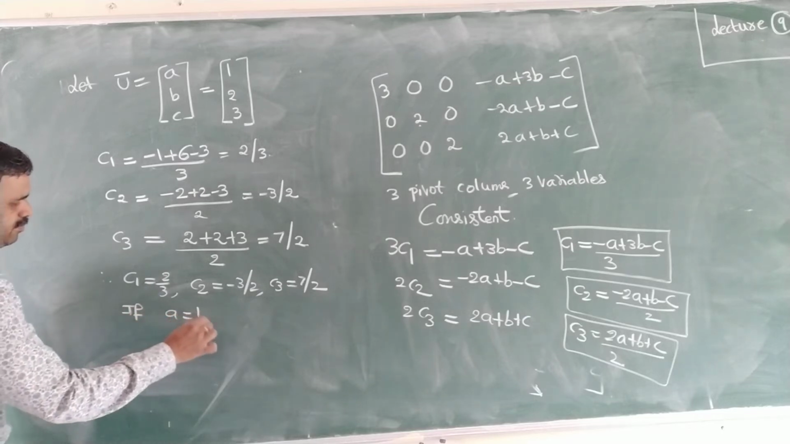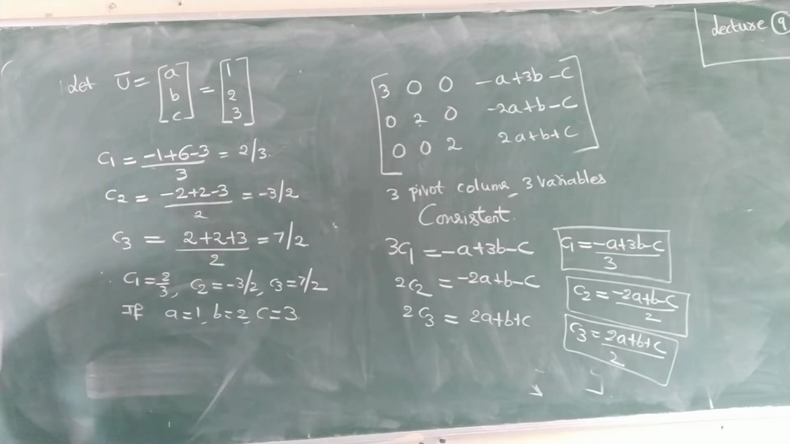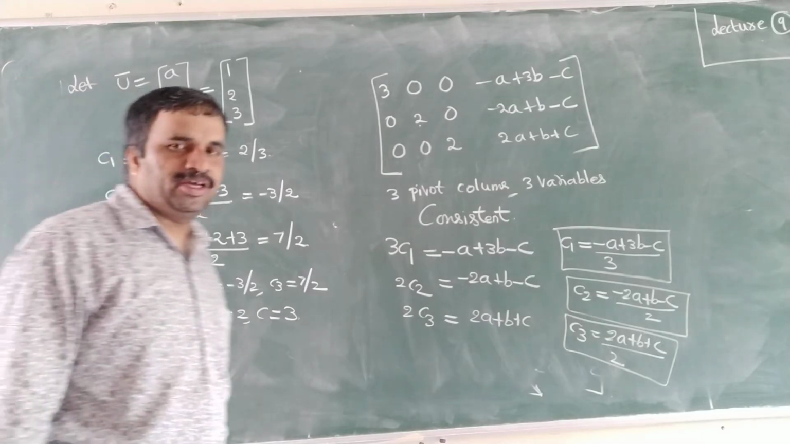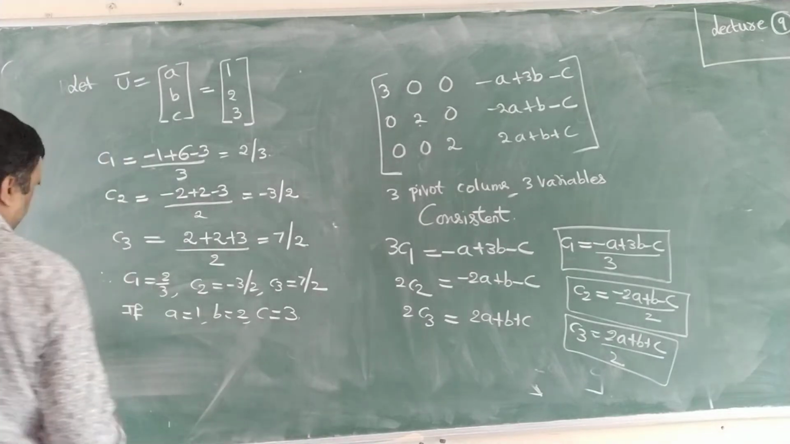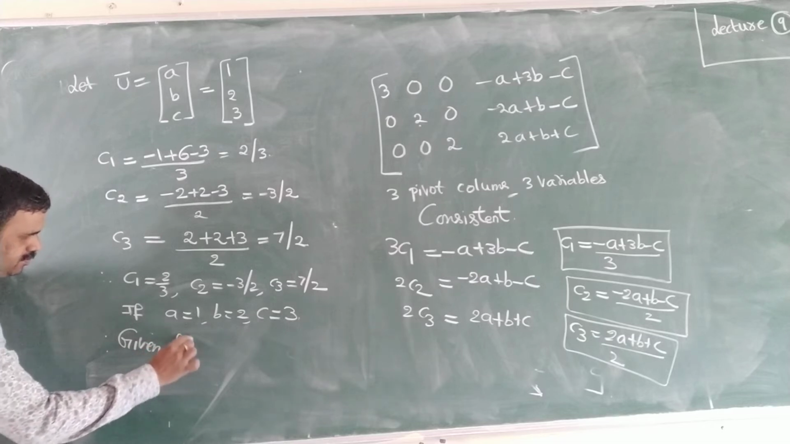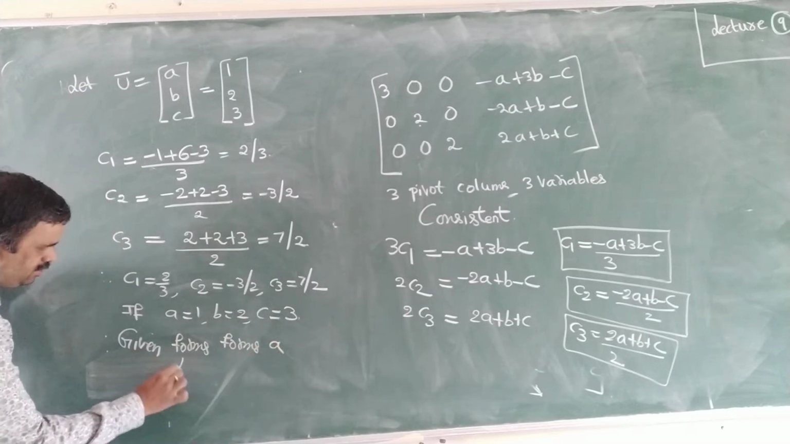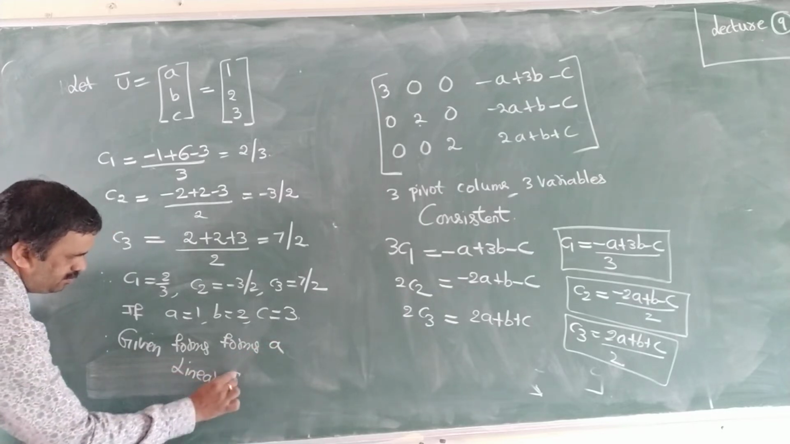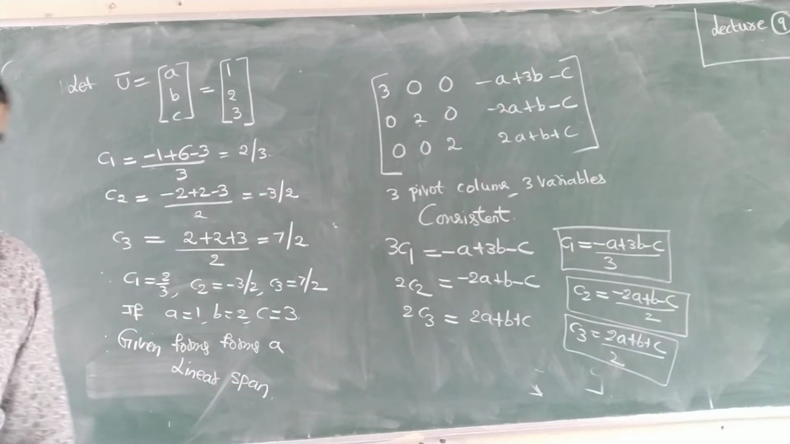For A equal to 1, B equal to 2, C equal to 3, I got the C1, C2, C3 values, at the same time assuming A, B, C values. So simply I can say linear span. Therefore, the given vectors form a linear span. Given vectors form a linear span.